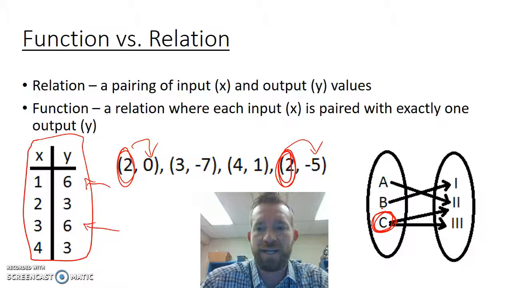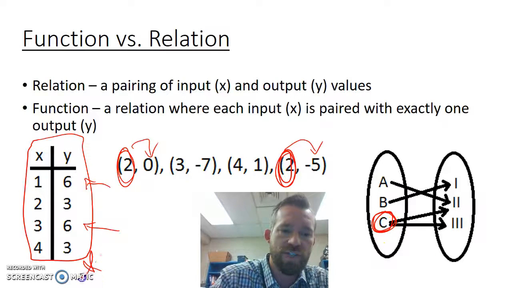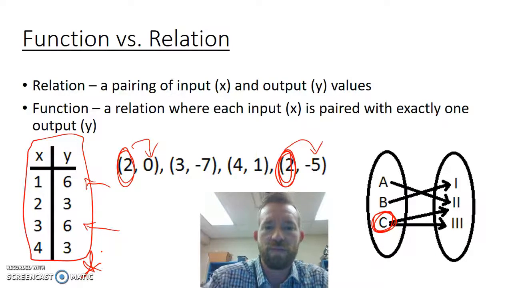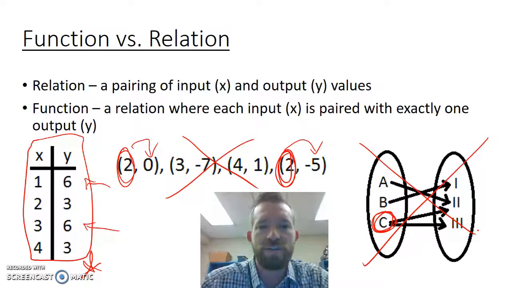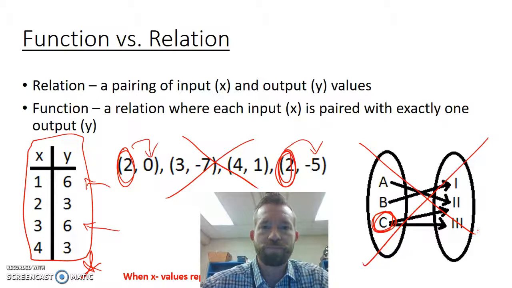We call this a mapping diagram, where we have these arrows and this oval. Since c goes to 2 and to 3, that's a problem. This is not considered a function. So of these, only this first table here is considered a function, whereas this is just considered a relation, but not a function.